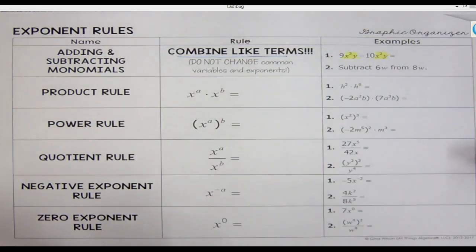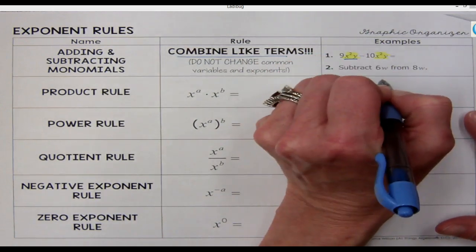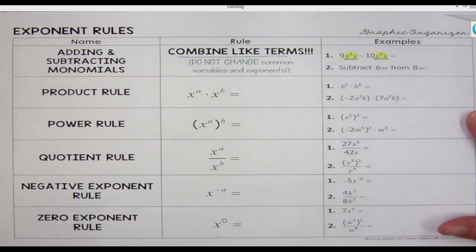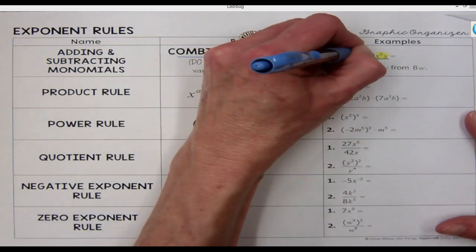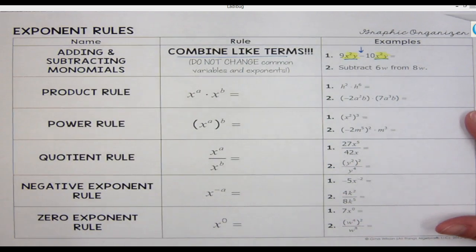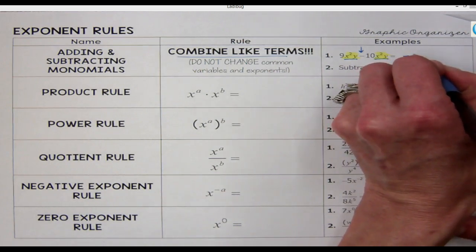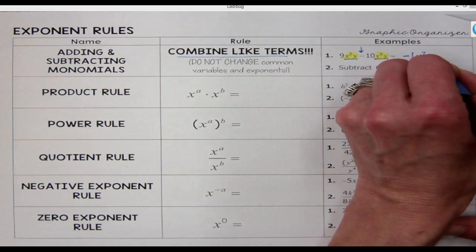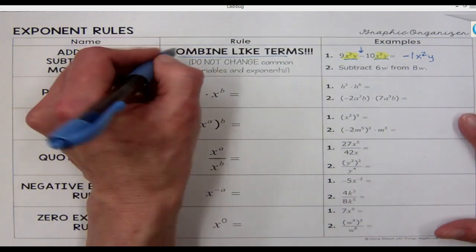combine the numbers. So in this case, we've got x squared times y, x squared times y. Those are both the same last name. So in this situation, we can combine those. This is telling us to subtract. So we're going to do 9 minus 10 is -1. The last name then stays the same, x squared y.